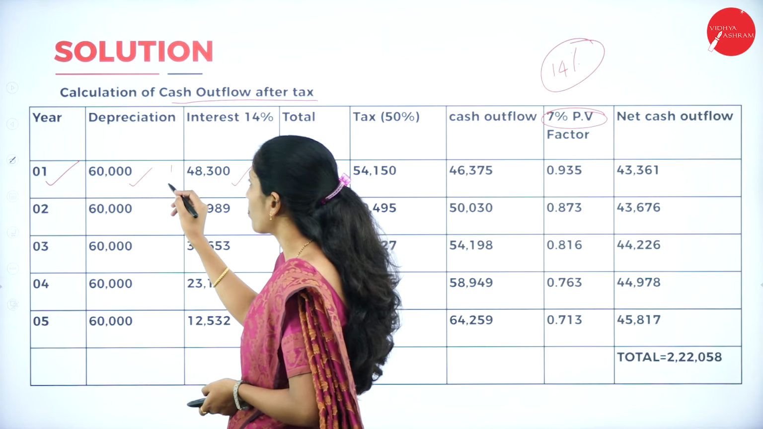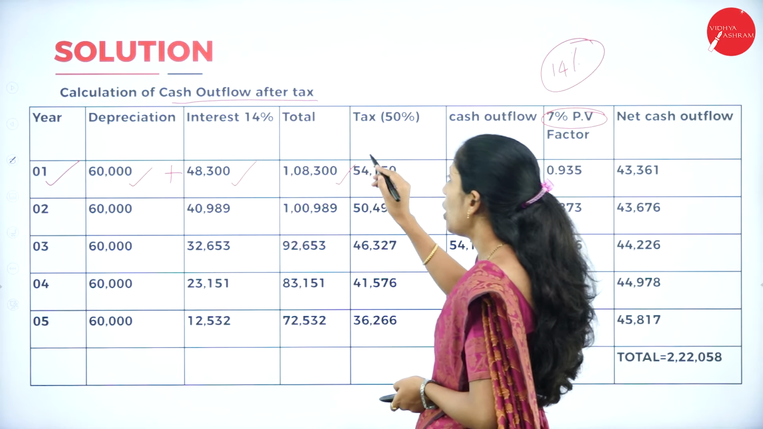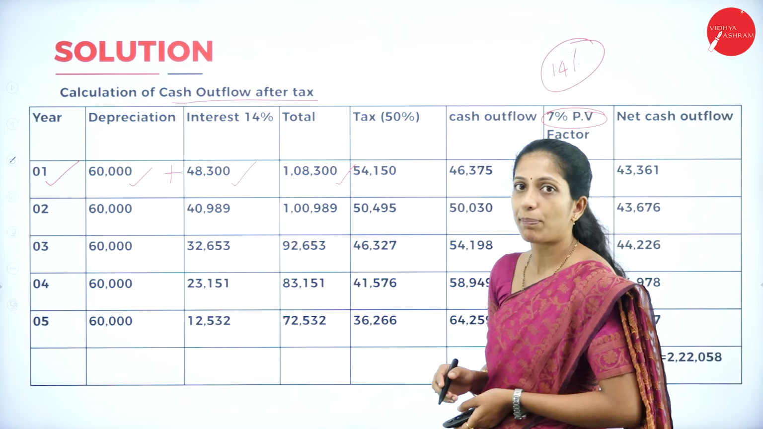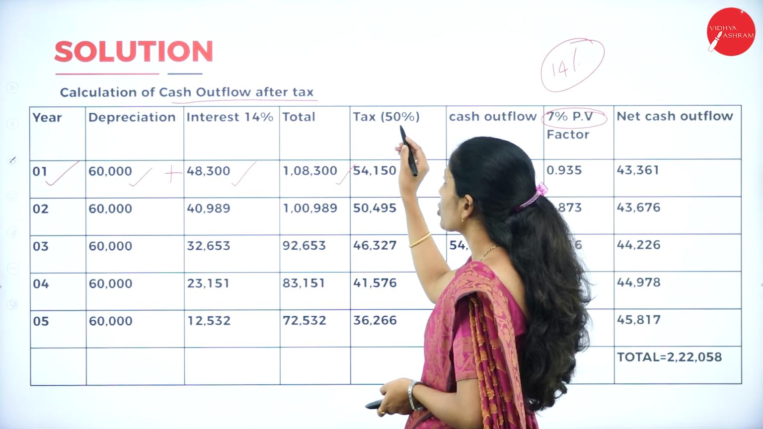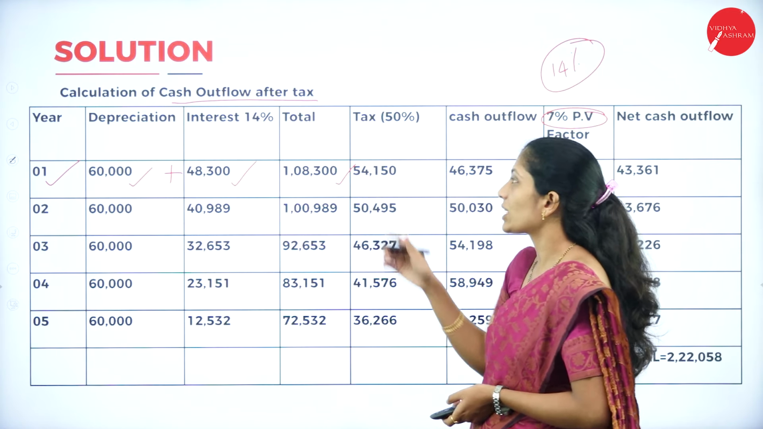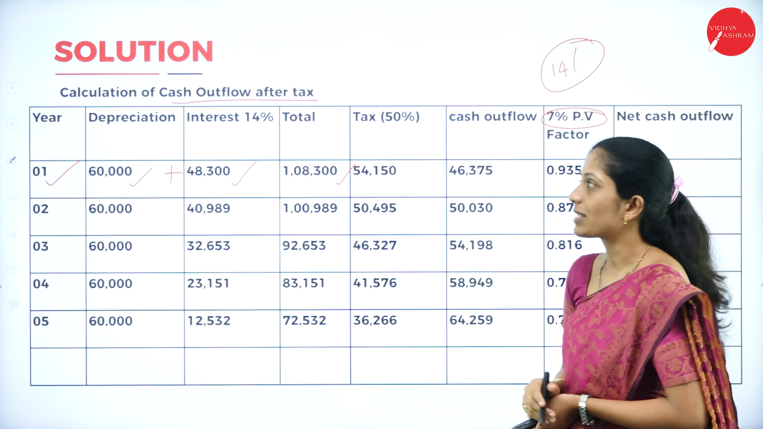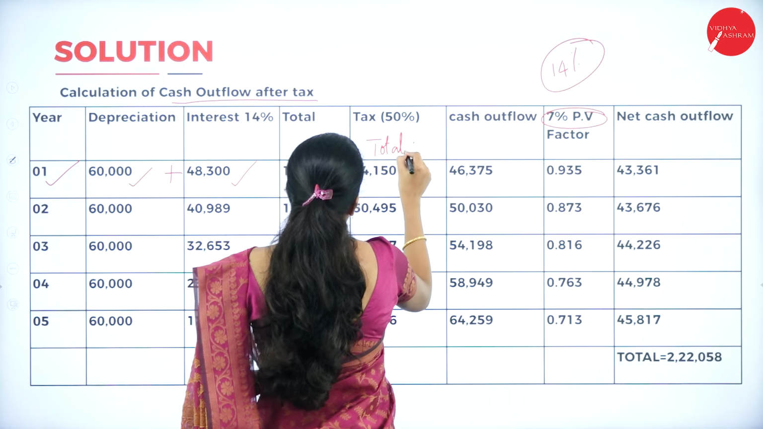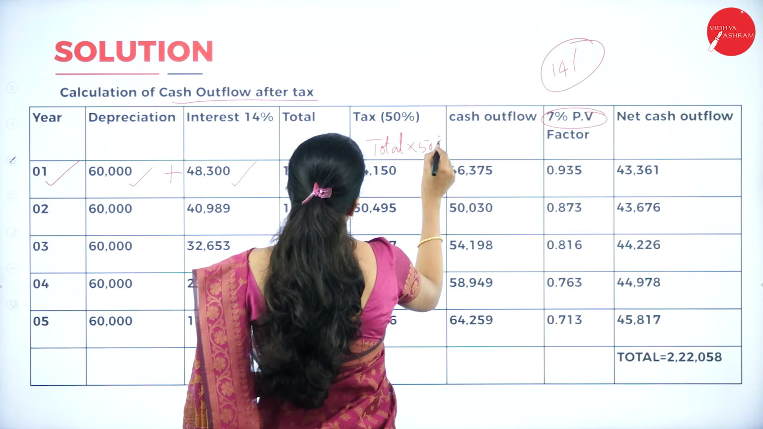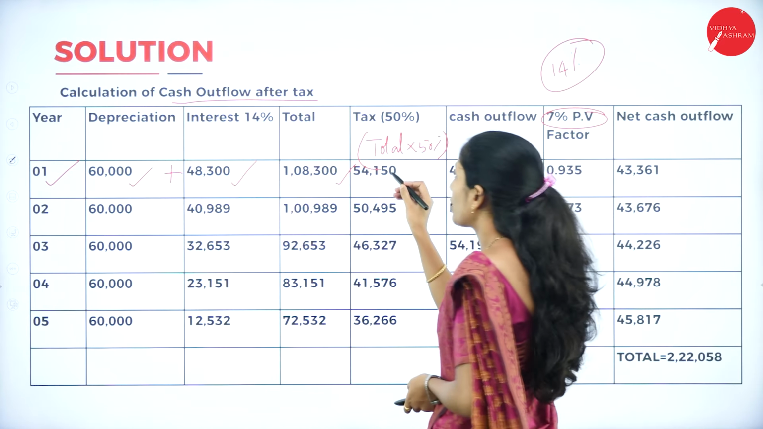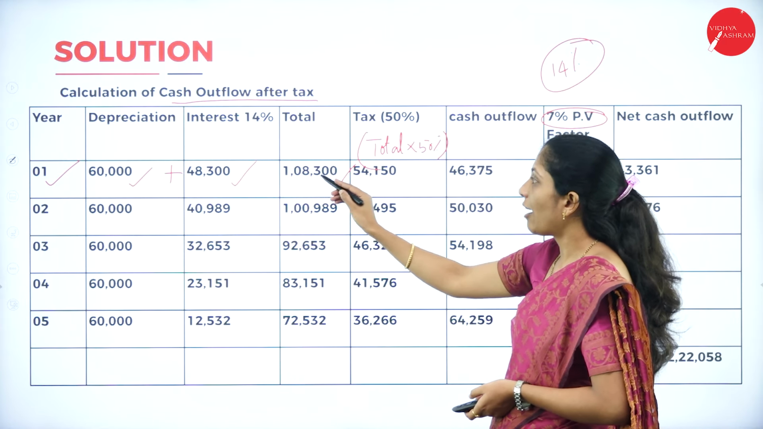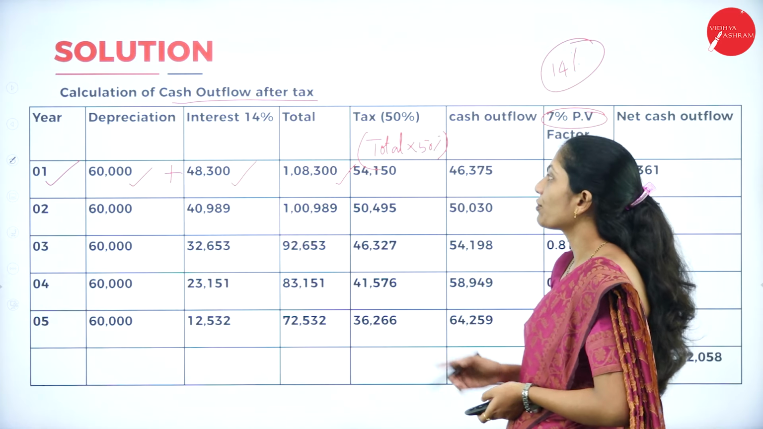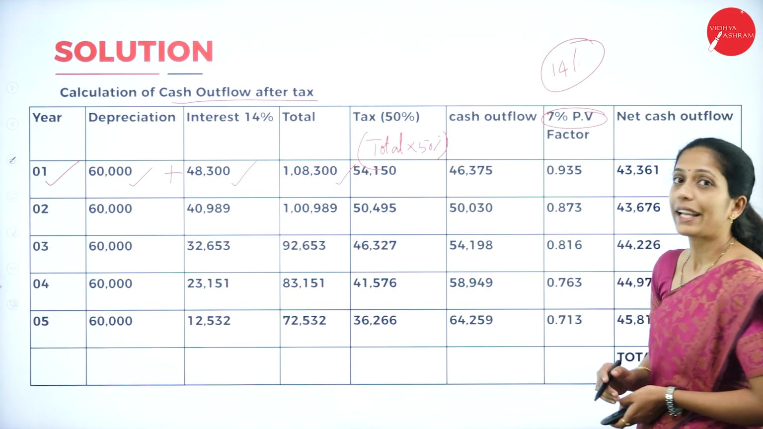Now total. Add the depreciation plus interest, so we'll get the total, 1,08,300. Now tax is at 50%. So here the total amount 1,08,300 into 50%. So we'll get how much? It is 54,150. So half of this, that is 50% of 1,08,300, we'll get 54,150.